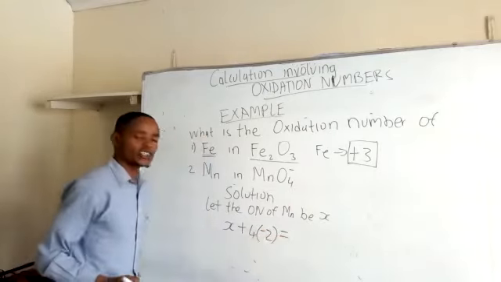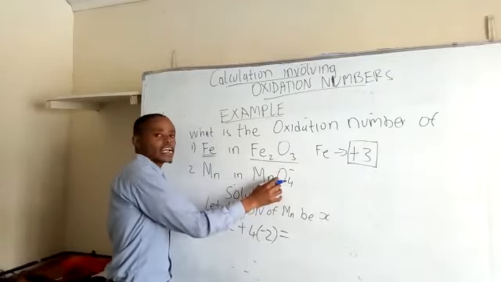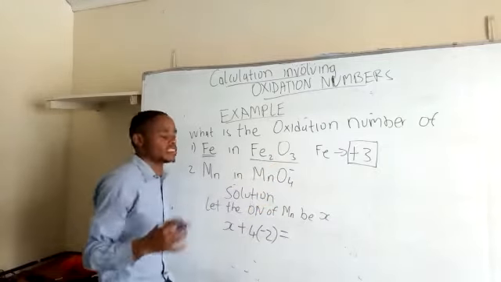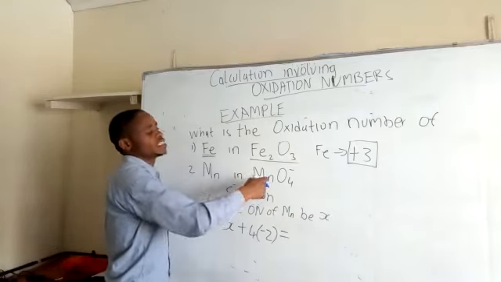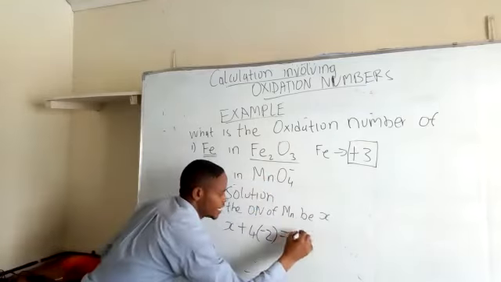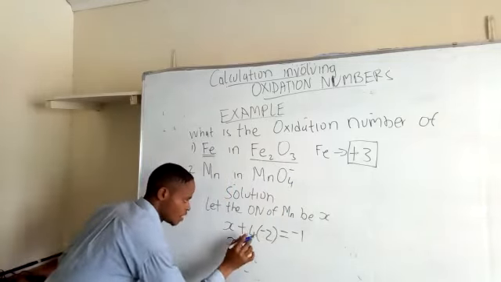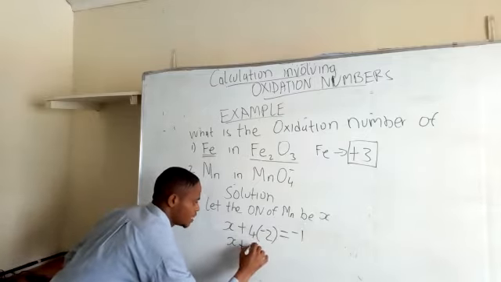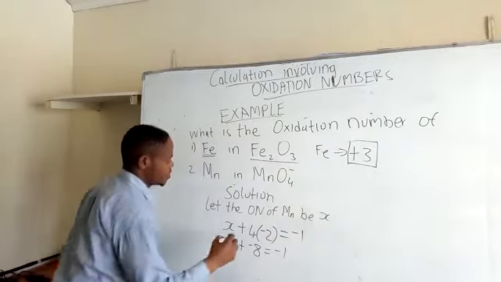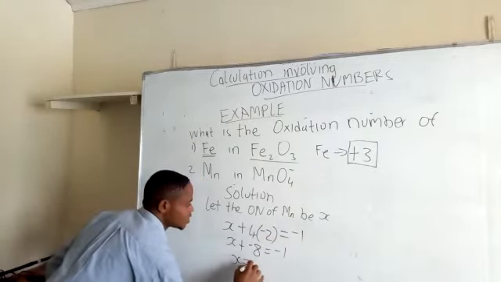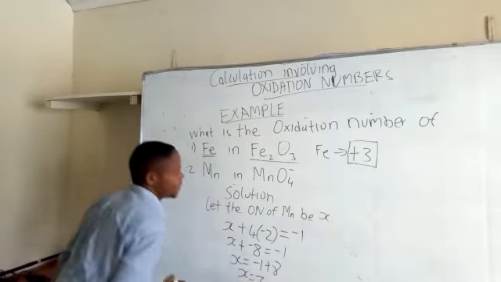This should be equal, this time not to 0, because this is a radical. It has a charge. This compound has a charge. So the sum of the oxidation numbers of manganese and the oxygen should give us -1. So we have X plus 4 times -2, which is -8, is equal to -1. So let's take -8 to the other side, and we're going to have X is equal to -1 plus 8, and X is equal to 7.